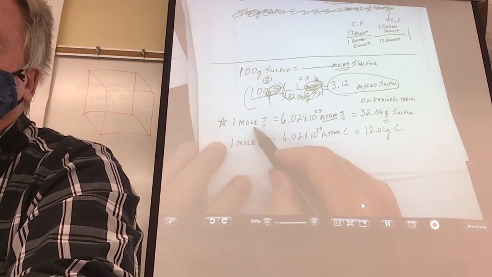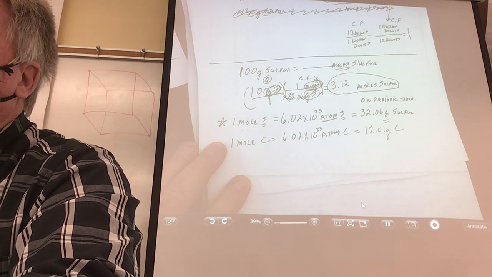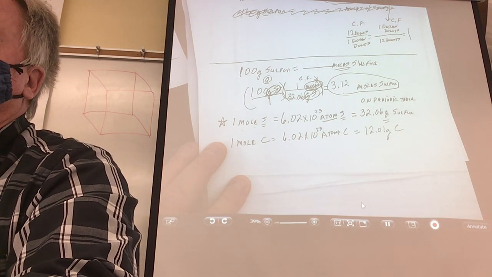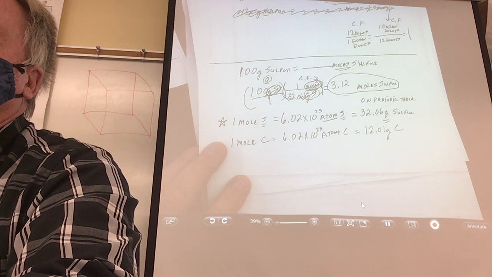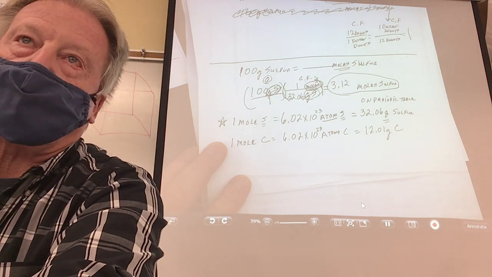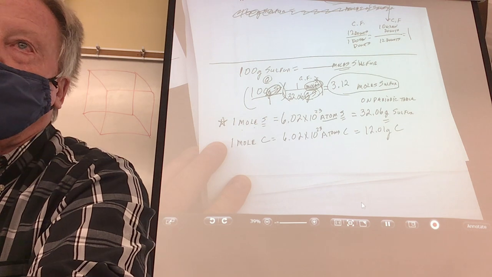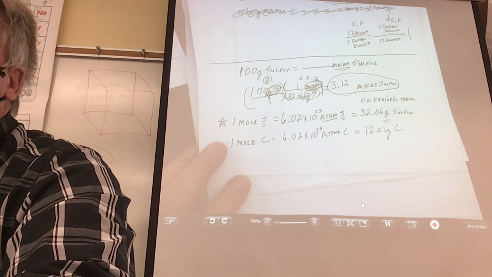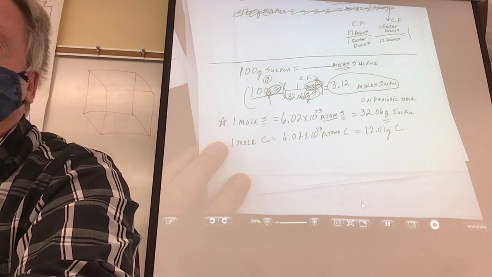1 mole of sulfur equals this many atoms of sulfur. You don't even question that. When I say 1 dozen donuts, you don't question how many is going to be in the box, do you? No. You know it's 12. For a chemist, if I say a mole of anything, you know it's 6.02 times 10 to the 23rd.